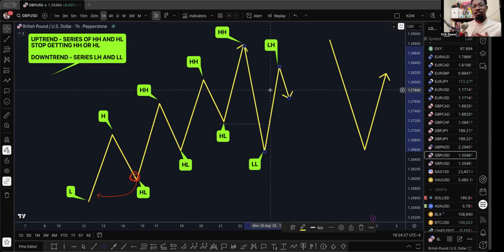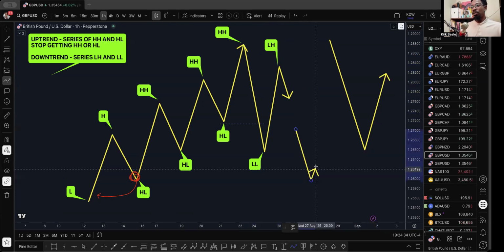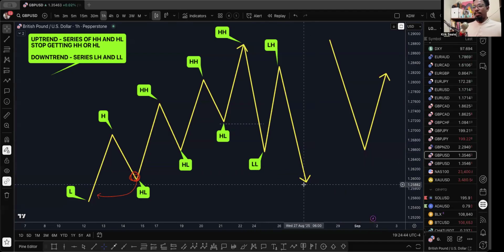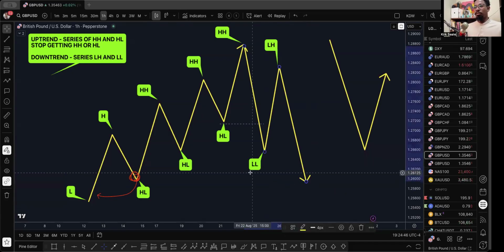For my beginners, what I've been teaching is let's wait for the pattern to complete. Why? We are all about pattern recognition. We need this. So we got our lower high. We wait. Boom. We get a second lower low, right? When we get a series of lower highs and lower lows, we are in a downtrend.